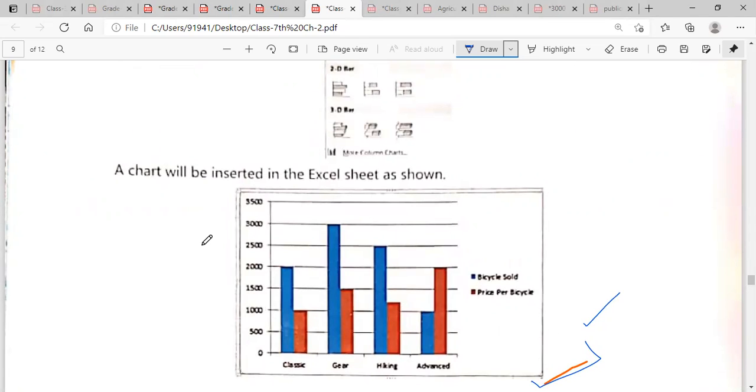And if you want to modify this chart, then you can modify it.